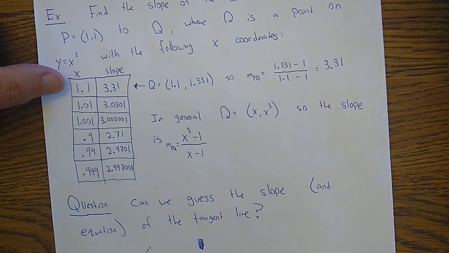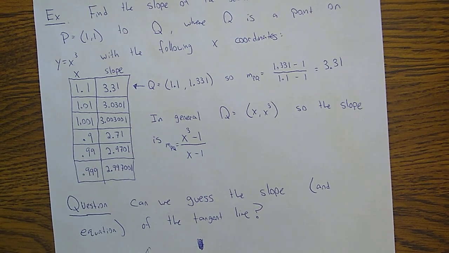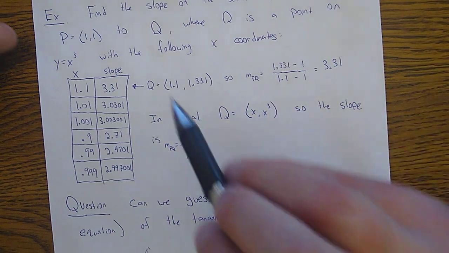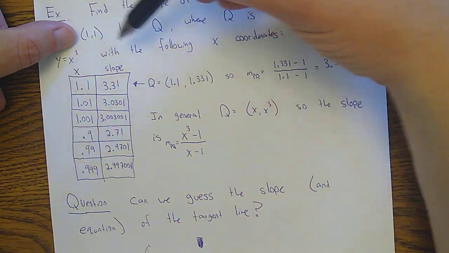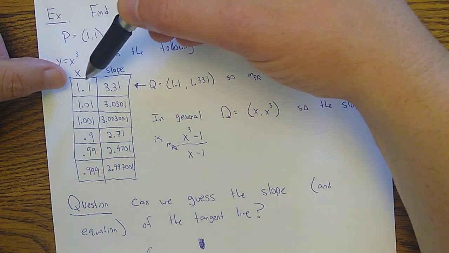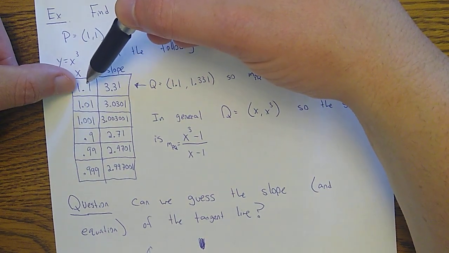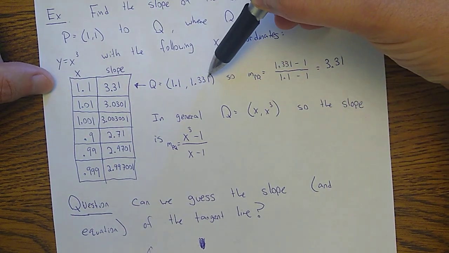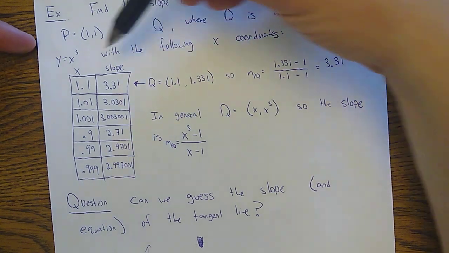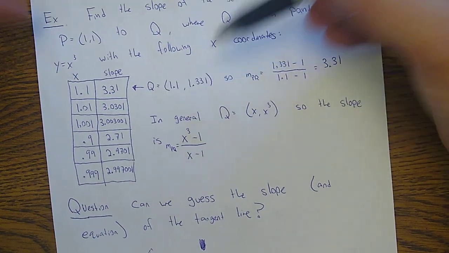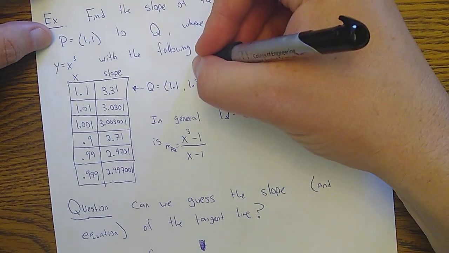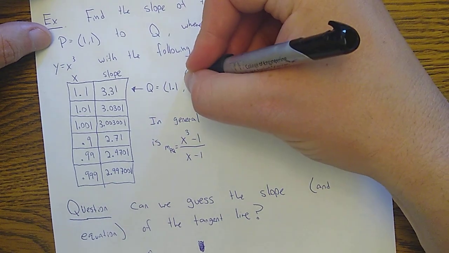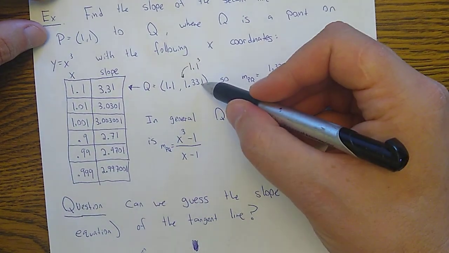So here's how we do this. It's just the slope of a line between 2 points, and we know how to do that. It's rise over run. One of the points, of course, is P. The other point is Q, where Q has, for this example, this x coordinate, so I just put 1.1 here. To find the y coordinate of Q, I just use y equals x cubed. I went into a calculator and did 1.1 cubed, and it gave me that number, so I just wrote it down.